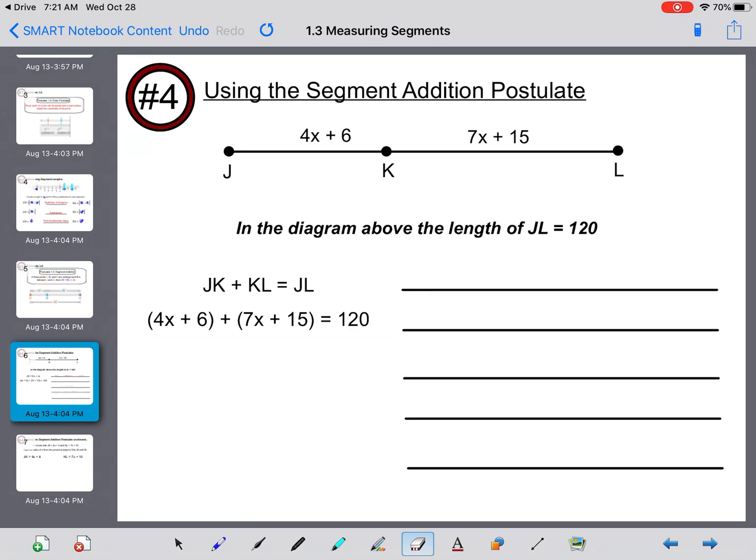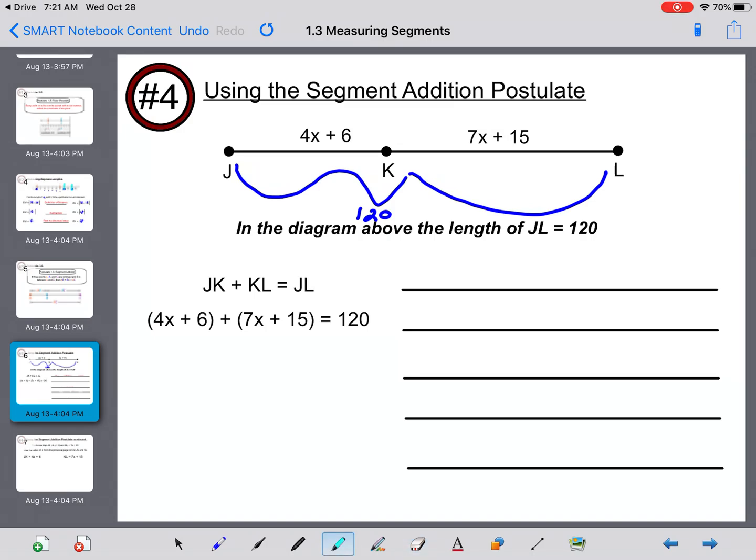Using the segment addition postulate, in the diagram above, the length of JL is 120. And if you notice, JL is the entire line. So I'm going to put 120, spanning from J to L. So if we look on the left, we're trying to prove postulate 1-6: JK plus KL, so from J to K and K to L, will equal the entire length of the line, JL.